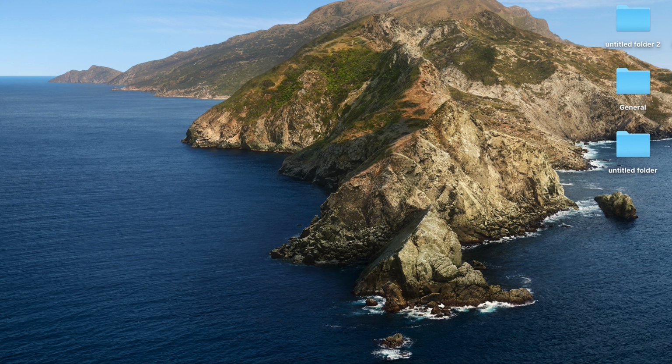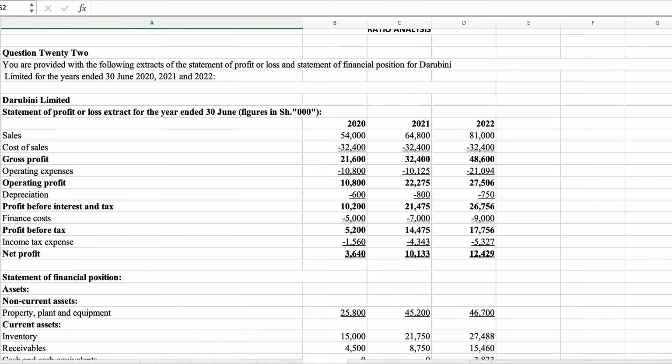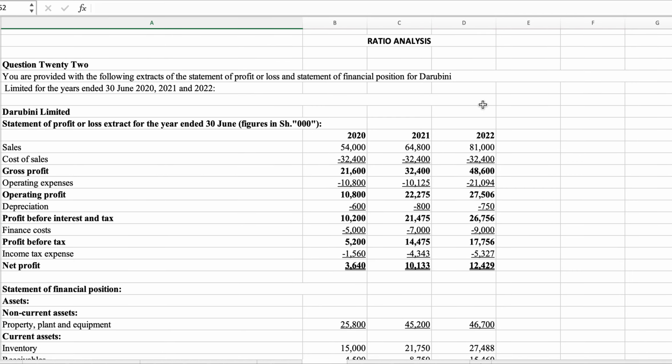Hello learners, today we would like to discuss one of the fundamental principles of finance, which is ratio analysis. And here we have been given question 22. You are provided with the following extracts of the statement of profit or loss and statement of financial position for Darubini Limited for the years ended 30 June 2020, 2021 and 2022.